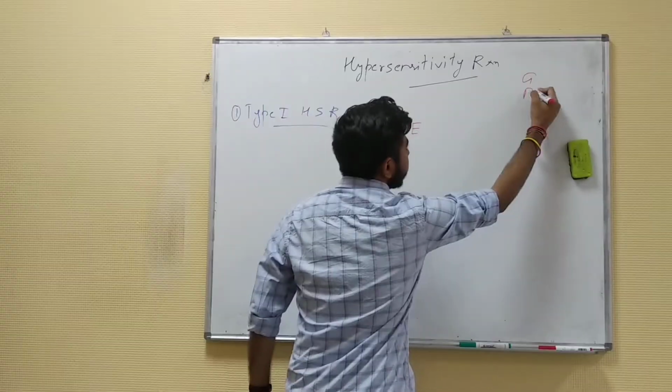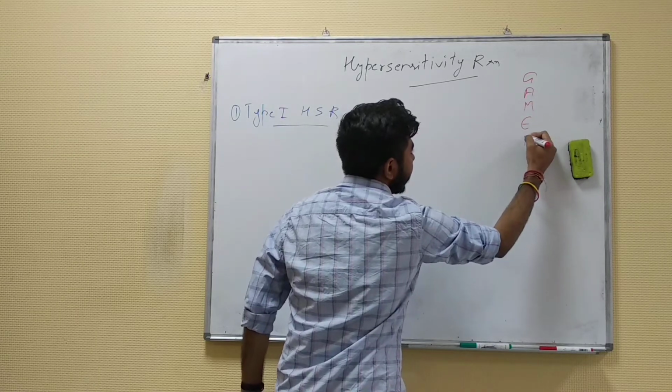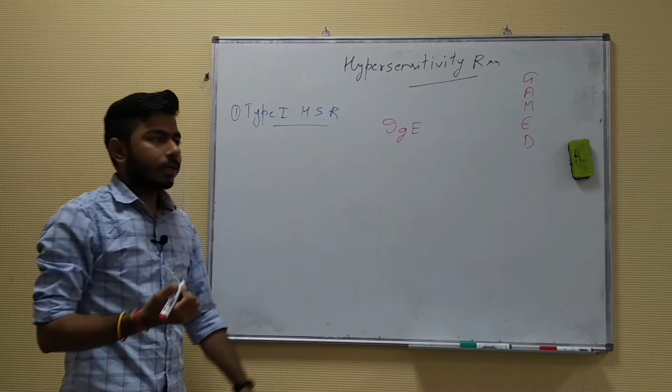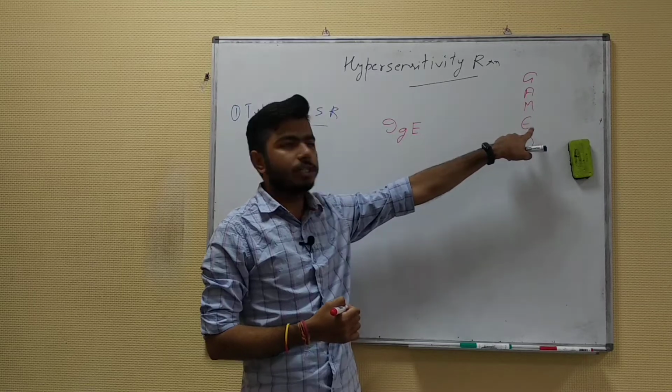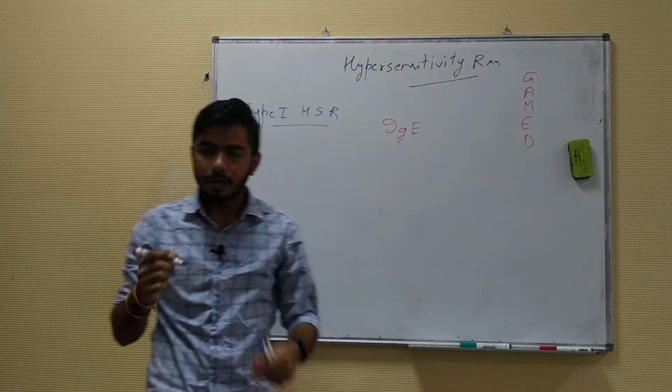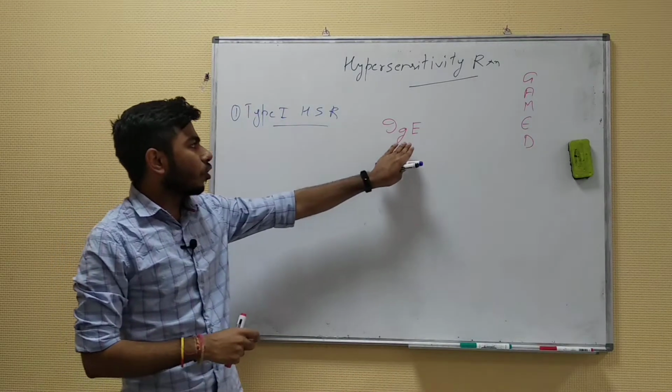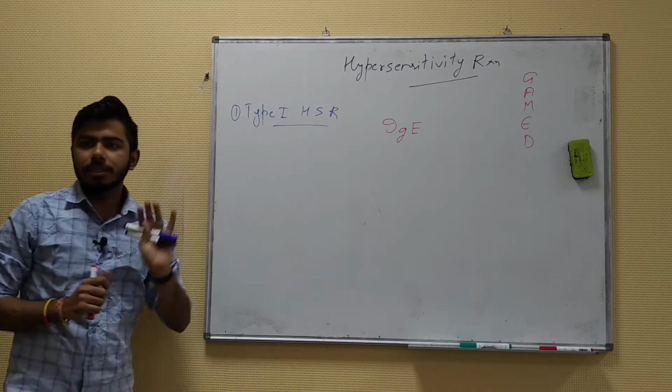How many kinds of immunoglobulin do we have? Five. You can remember them with the mnemonic G, A, M, E, and D. Okay, "Gamed." So IgG, IgA, IgM, IgE, and IgD. Fine. So immunoglobulin E is involved in type 1 hypersensitivity reactions.